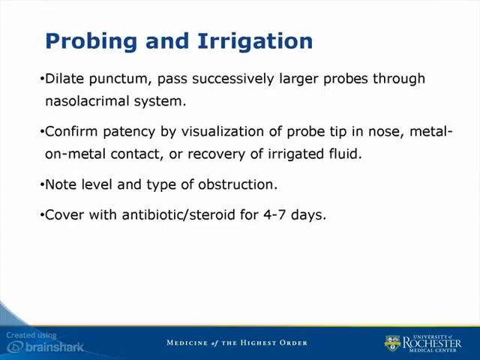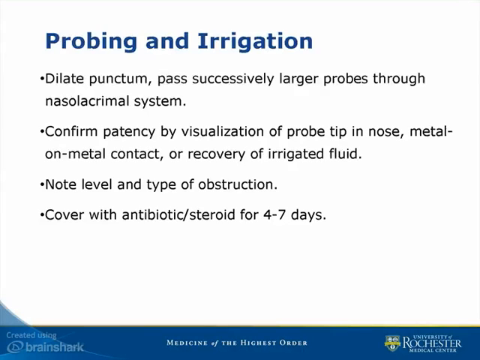My usual procedure for probing and irrigation is to dilate the punctum and pass successively larger Bowman probes into the nasolacrimal system until you can't pass them through the punctum any longer. I then confirm patency in a number of different ways: either with direct visualization of the probe tip in the nose with an endoscope, metal-on-metal contact with a larger probe passed underneath the inferior turbinate, or recovery of fluorescein-stained fluid with aspiration.